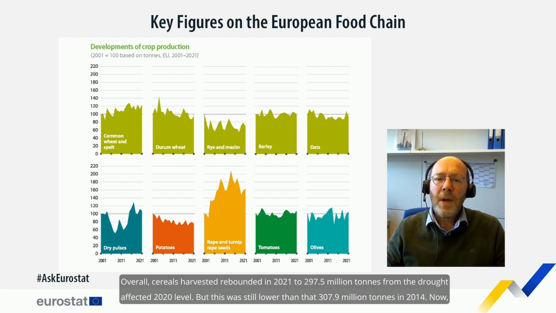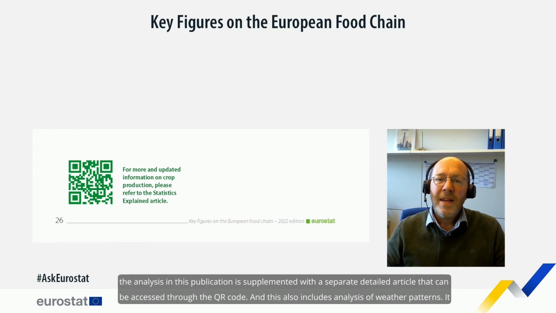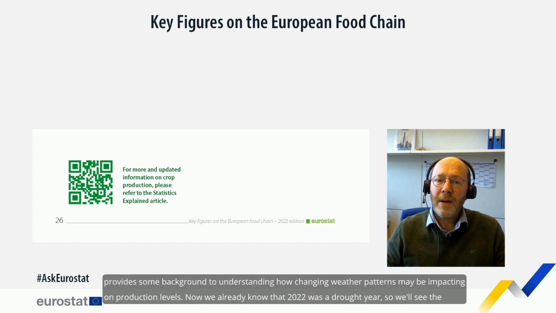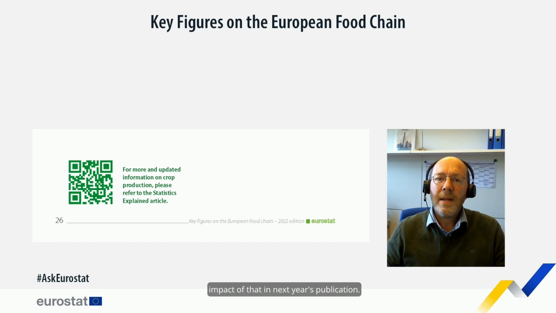Overall, cereals harvested rebounded in 2021 to 297.5 million tonnes from the drought-affected 2020 level. But this was still lower than the 307.9 million tonnes in 2014. Now, the analysis in this publication is supplemented with a separate detailed article that can be accessed through the QR code. And this also includes analysis of weather patterns. It provides some background to understanding how changing weather patterns may be impacting on production levels. Now, we already know that 2022 was a drought year, so we'll see the impact of that in next year's publication.